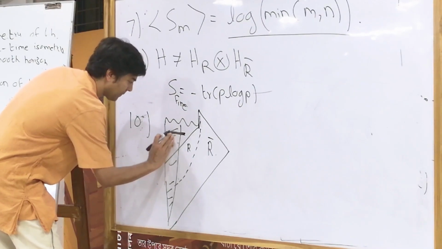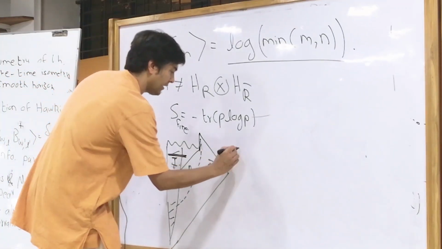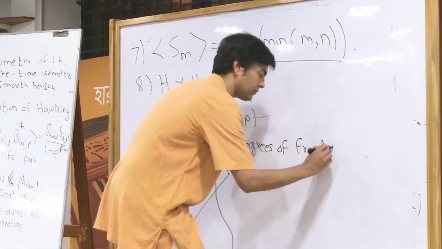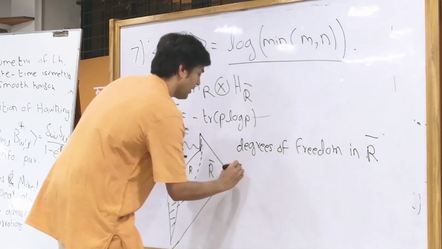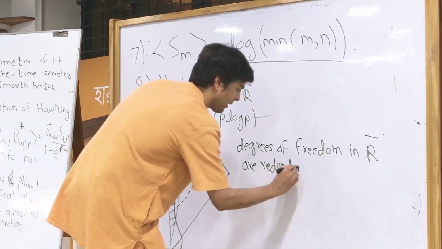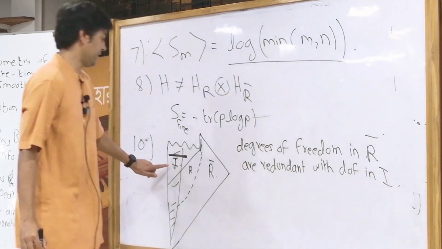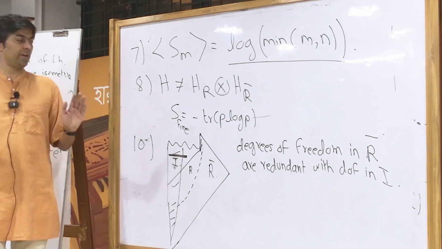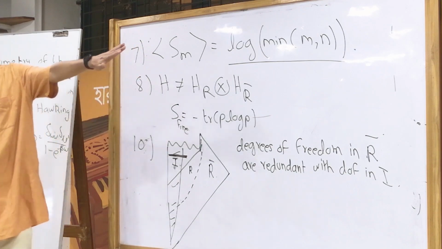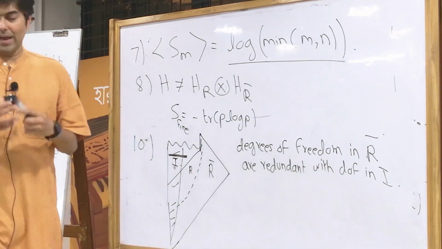I'm marking this island by I. So the island formula suggests that degrees of freedom in R bar are redundant with degrees of freedom in I, where I is in the black hole interior. So this is what the island rule suggests if you were to apply it to a real evaporating black hole in asymptotically flat space. The calculations, as I said, are done with a non-gravitational bath, but this is what the island rule would suggest. I don't actually agree with this picture.